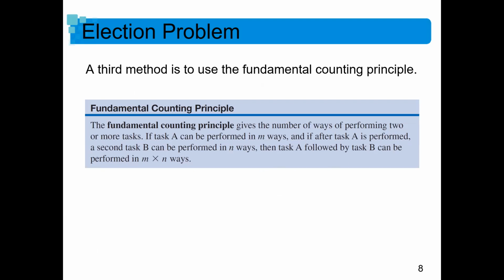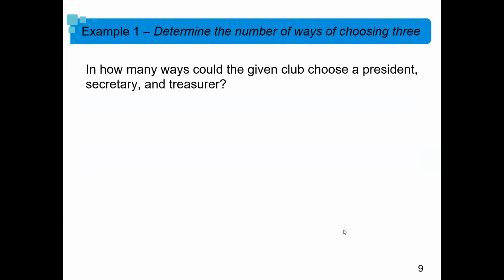A third method is to use the fundamental counting principle. So the fundamental counting principle gives the number of ways of performing 2 or more tasks. If task A can be performed in m ways, and if after task A is performed, a second task B can be performed in n ways, then task A followed by task B can be performed in m times n ways. So we multiply, right?